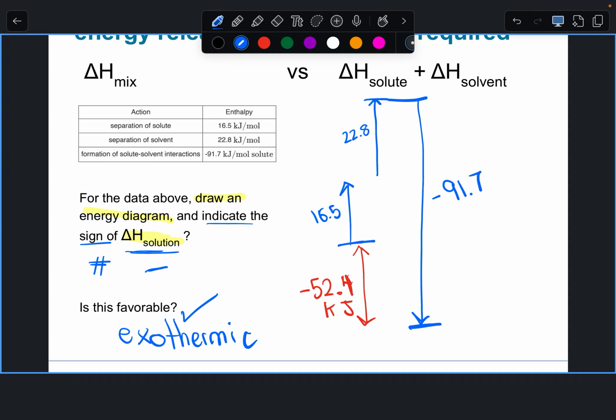And any time we have an exothermic process for dissolving something, this will always make the solution soluble. By comparing these numbers, we're basically confirming that the solution will come together and dissolve and form a homogeneous mixture. So if it's exothermic, it will be soluble.